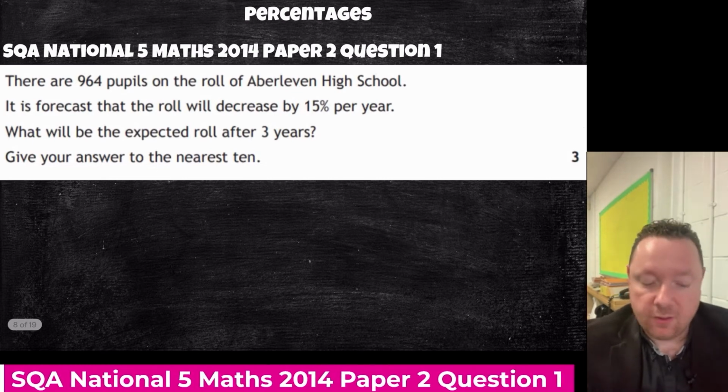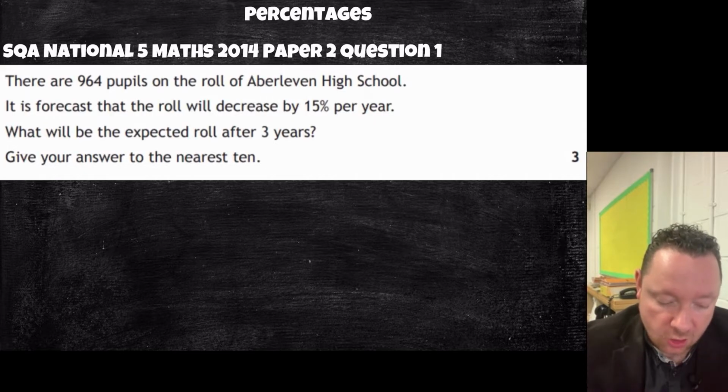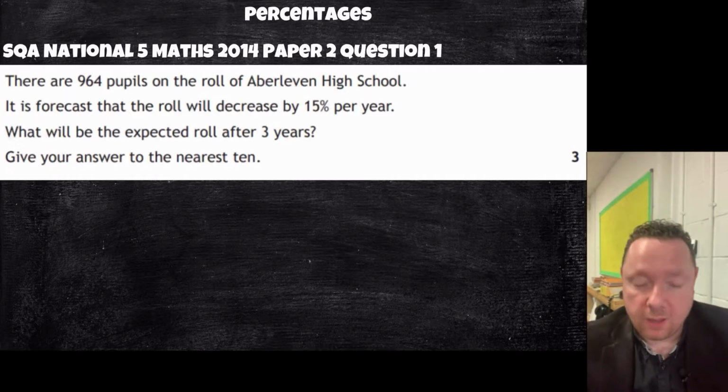SQA National 5 Maths 2014, Paper 2, Question 1. There are 964 pupils on the roll at Aberleven High School. It is forecast the roll will decrease by 15% per year. What will it be after 3 years? So it's going down by 15%.